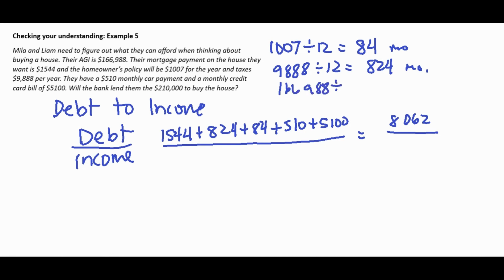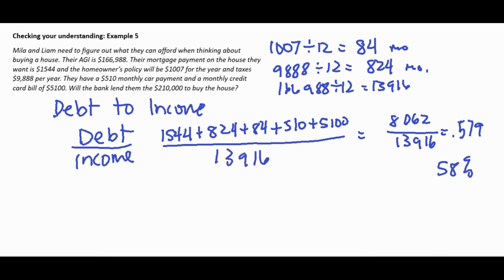Now, they make $166,988 per year. Divide that by 12, we end up with $13,916 per month that they're bringing home. So we divide the total expenses of $8,062 by the monthly income of $13,916, and we get an approximate back-end ratio of 0.579, or approximately 58%.